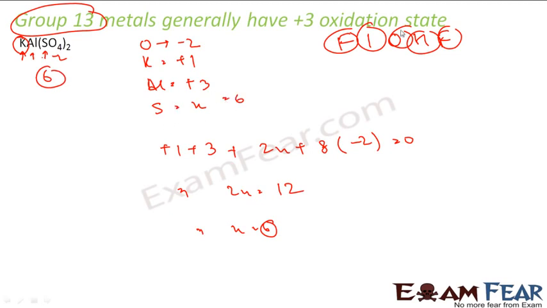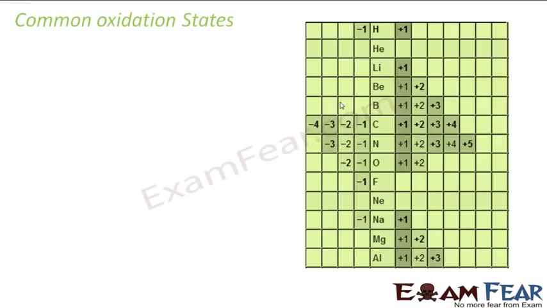Correct? So we have to apply always in the order. If you are not able to get the value from this, then you have to apply group 1 first, then group 2, then group 13. Right? In that order. So let's take the common oxidation states chart.